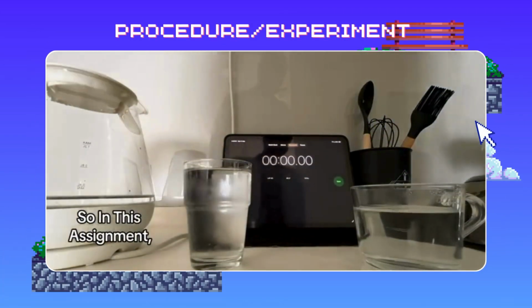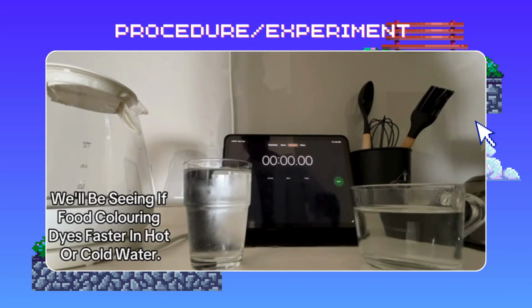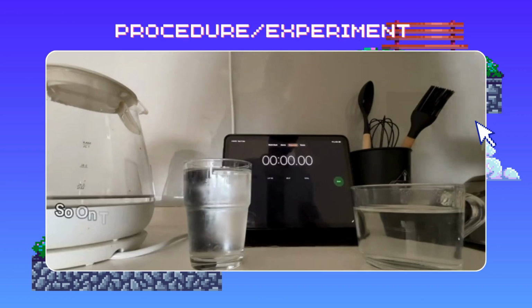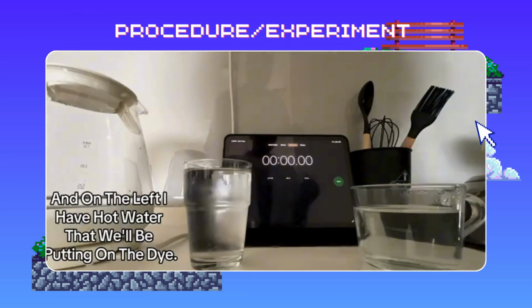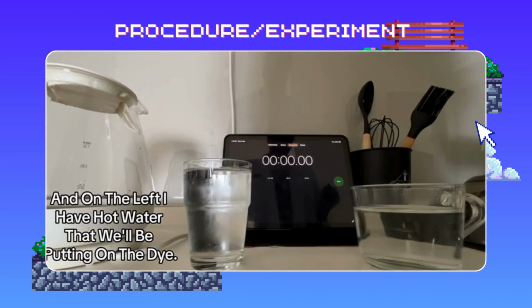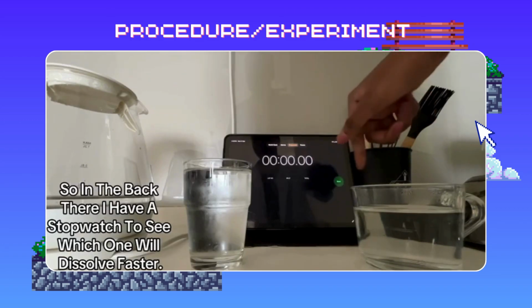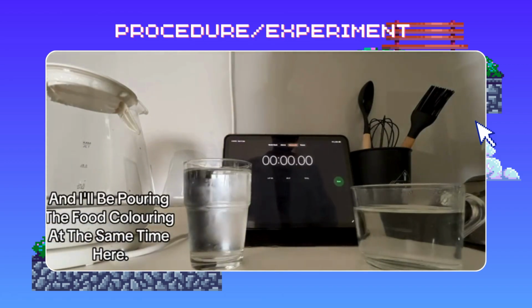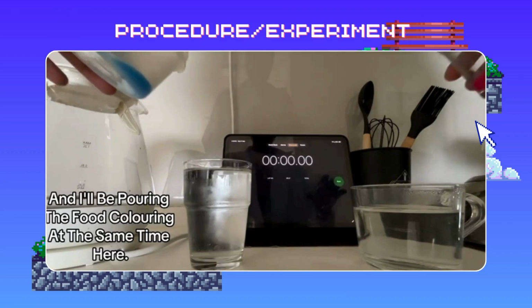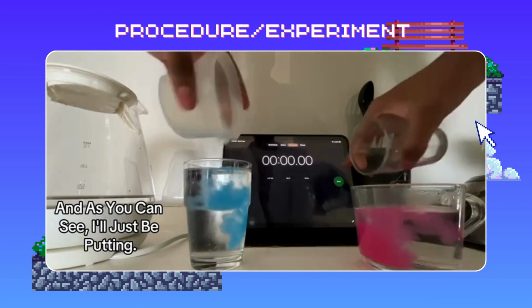So in this assignment, we'll be seeing if food coloring dissolves faster in hot or cold water. On the right cup I have cold water and on the left I have hot water that we'll be putting the dye in. In the back there I have a stopwatch to see which one will dissolve faster, and I'll be pouring the food coloring at the same time here.